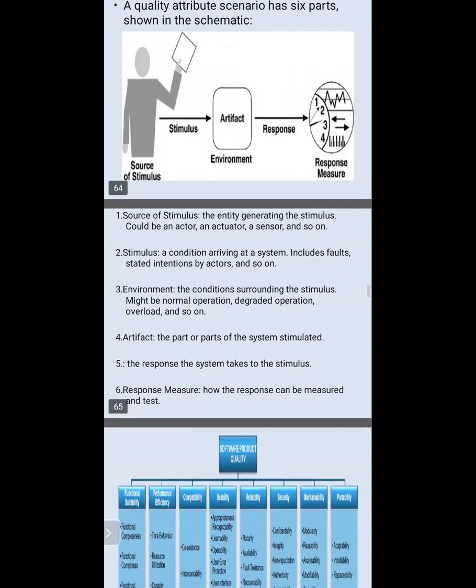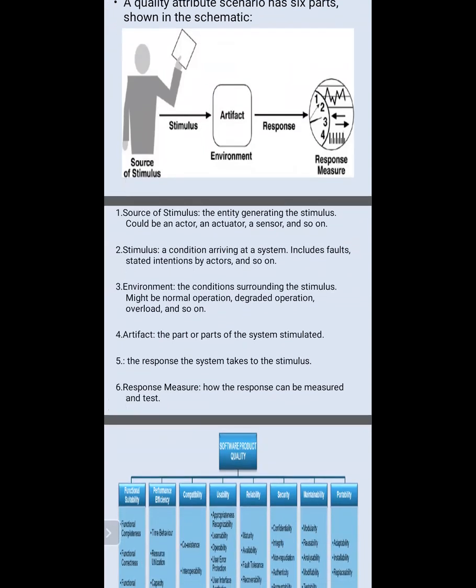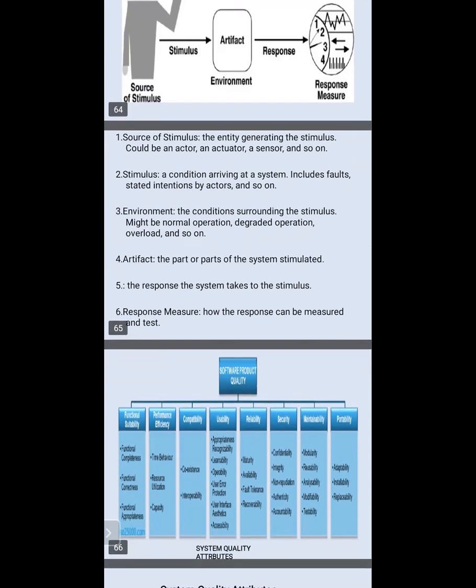Next, environment. The conditions surrounding the stimulus might be normal operation, degraded operation, overload, like this. Artifact, the parts of the system stimulated. Response, how the system takes the stimulus. Response measure, how the response can be measured and tested.